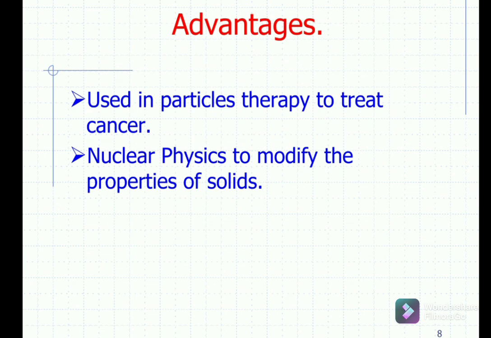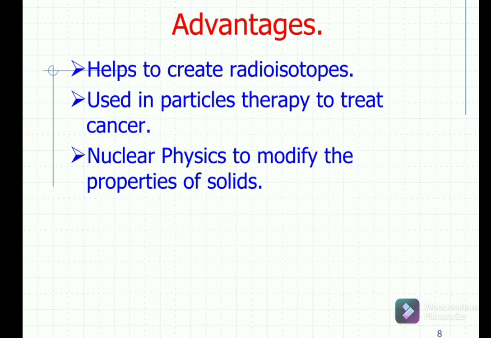Now its advantages: cyclotron help us to create radioisotopes that have a great scope in the field of medicines. It is used in particle therapy to treat cancer. It is used in nuclear physics to modify the properties of solids.